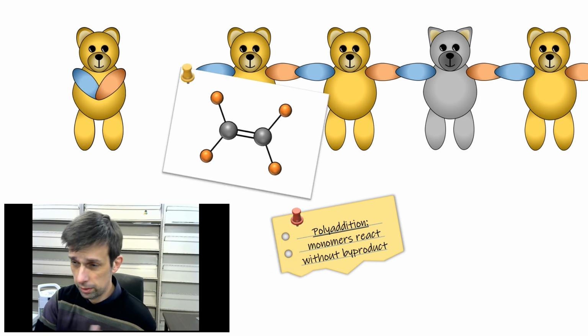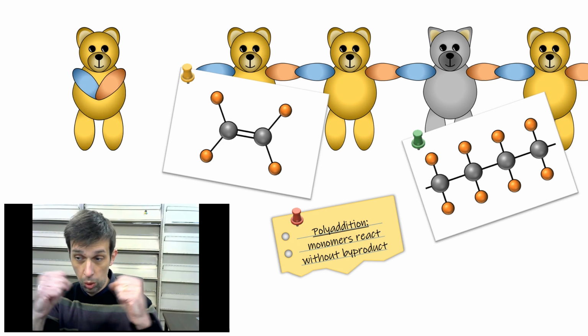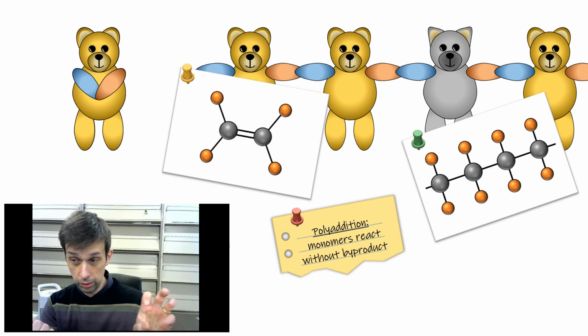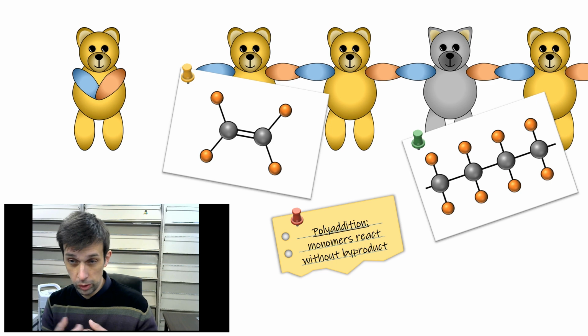An example is the one I showed you before, the ethylene that becomes polyethylene. If we take the basic molecule, we see that there's a double bond. If we break just one of these two bonds and open the arms like the teddy bear, we can connect other units, and you see that we don't need to get rid of any atom. That's why we don't have any byproduct.